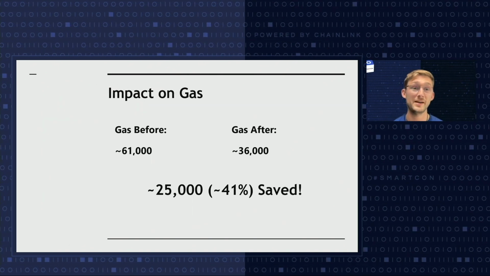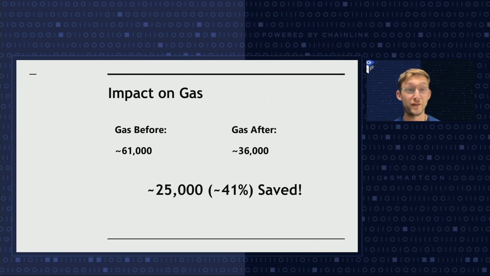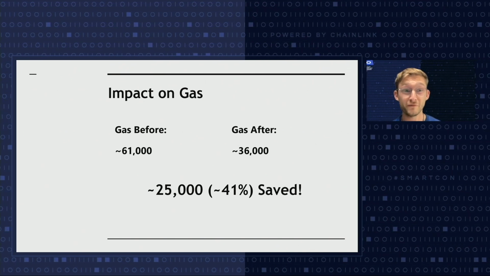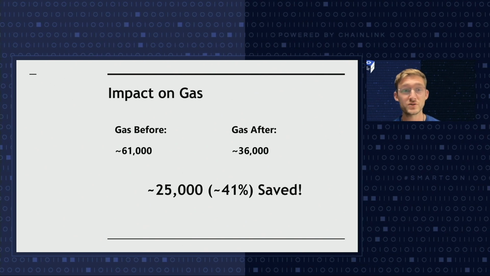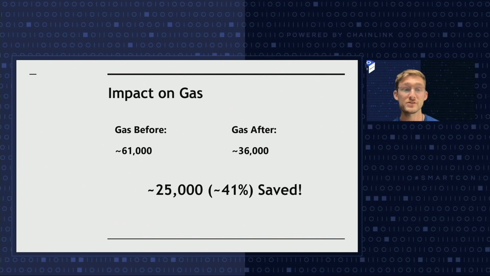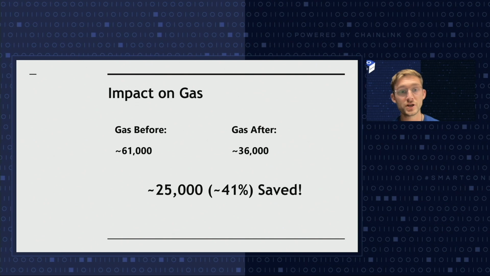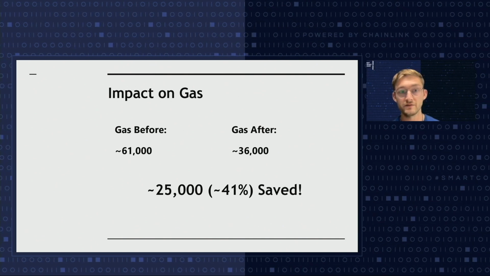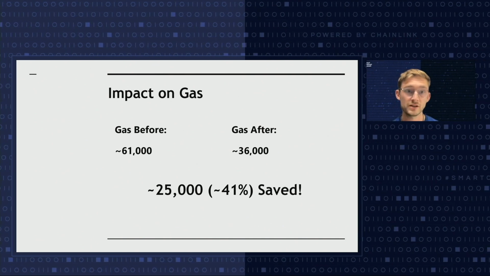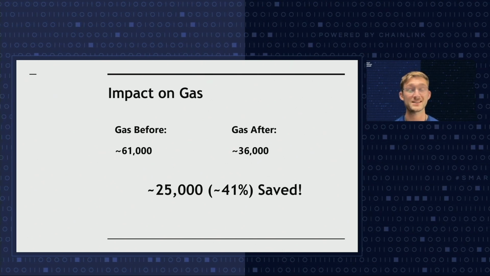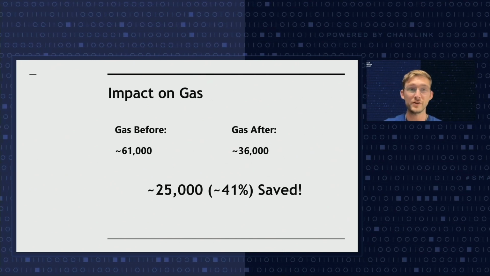So let's have a look at the impact on the gas of this specific function. So gas before using storage was actually 61,000 roughly. And after we changed that storage save to an event emission, we saved 25,000 gas. That is a huge saving just for that small function.